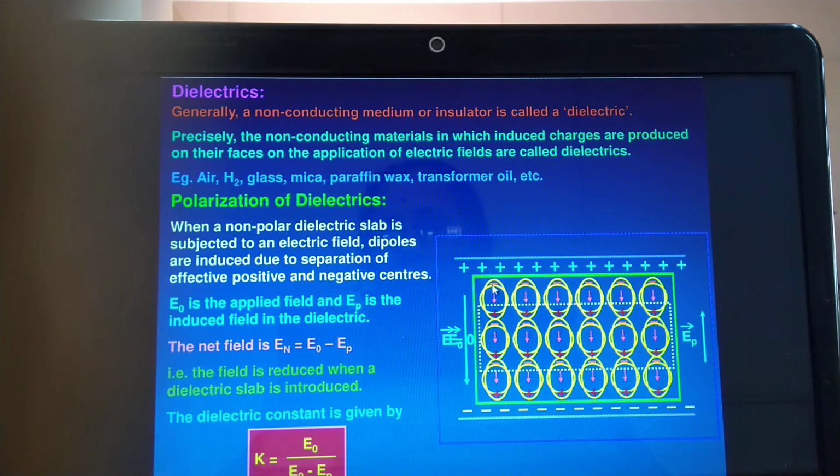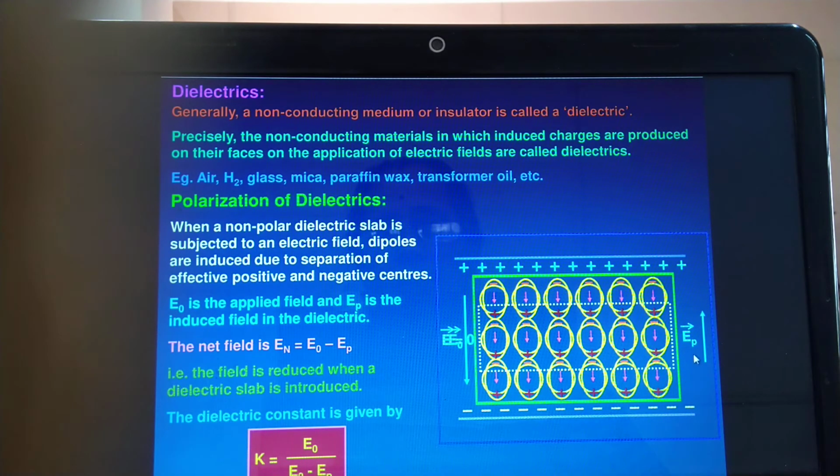Here the negative of the non-polar molecule will get attracted towards the positive of the electric field, and here the positive of the non-polar molecule will get attracted towards the negative of the plate. Have you got this? All the positive charges of the non-polar molecules get attracted towards the negative of the electric field, and all the negative charges get attracted towards the positive. Means oppositely charged ends will get attracted.